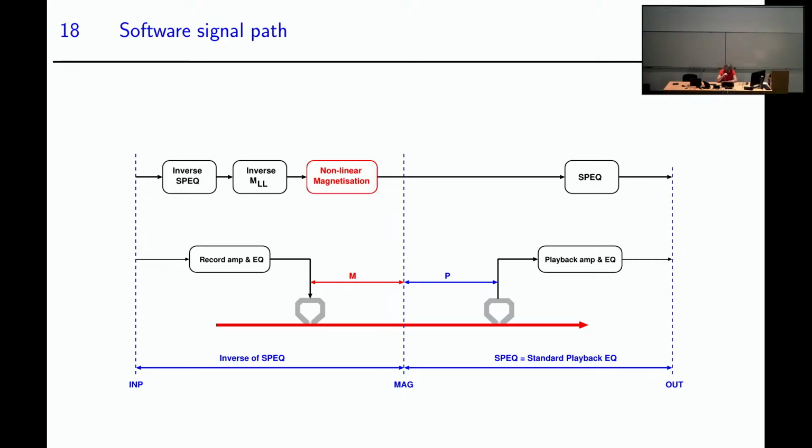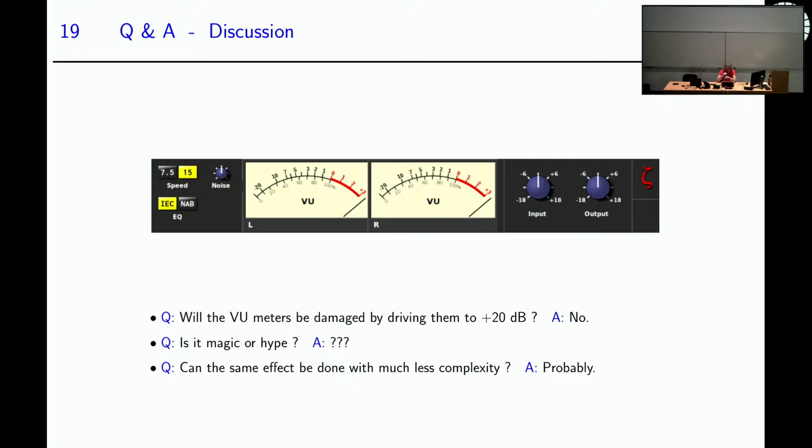So that is the block diagram of the application which I wrote. It's a collection of a lot of filters. Some depend on the tape speed you select, some depend on the EQ standard. And then one nonlinear process which sits in between these filters. Okay, that's more or less it. So we could discuss if it all makes sense.